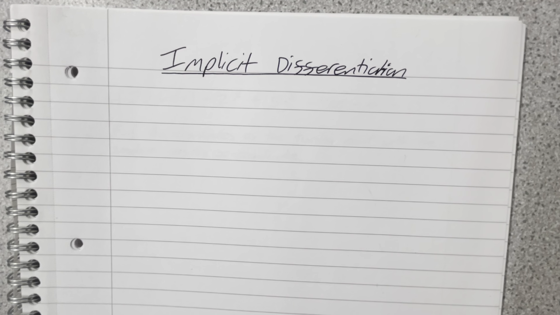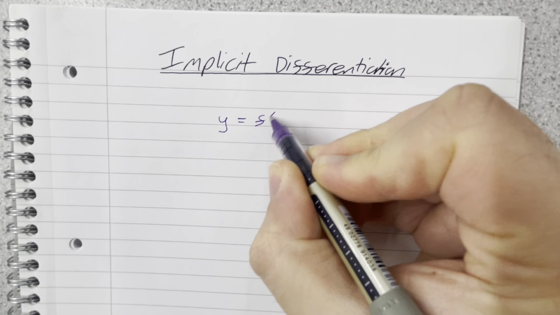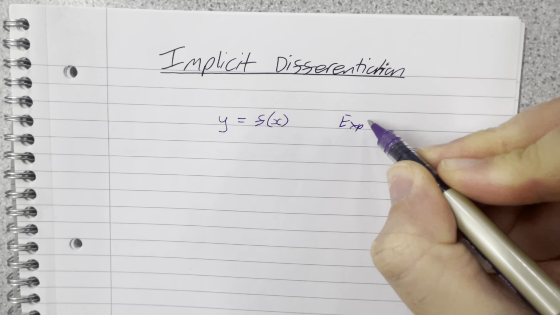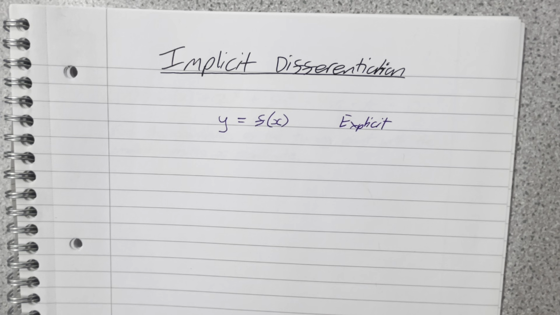Okay, up until this point in your differentiation education, you've only differentiated functions that are y equals a function of x. This is called an explicit definition for y, because y is defined explicitly in terms of x. However, not all equations have y as a function of x or can make y the subject.